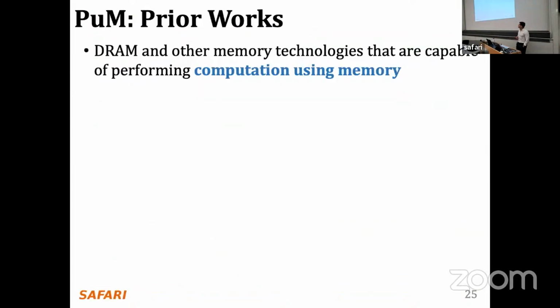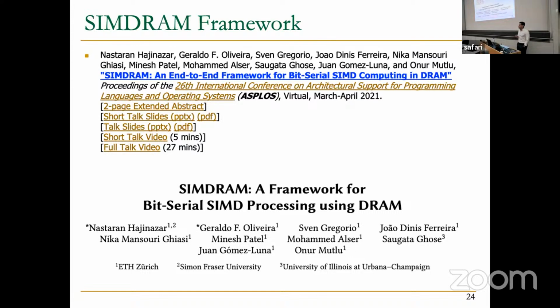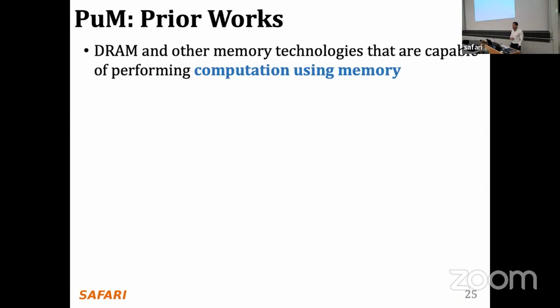So the first one is SIMDRAM. Again, Onur briefly mentioned this in the lecture. And the problem that we are trying to solve here is that, okay, we can do in-DRAM row copy, we can do in-DRAM majority operations. This is really cute, that's really nice. But can I use this? Is this useful to accelerate my kernel that does mostly addition or multiplication or division, right?